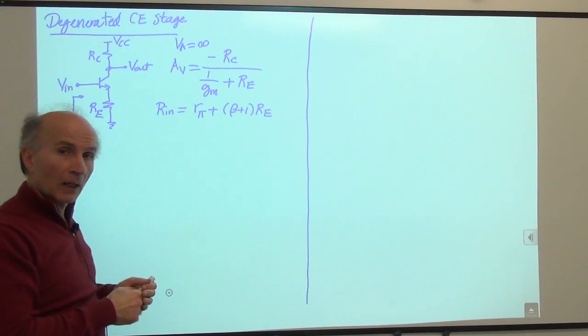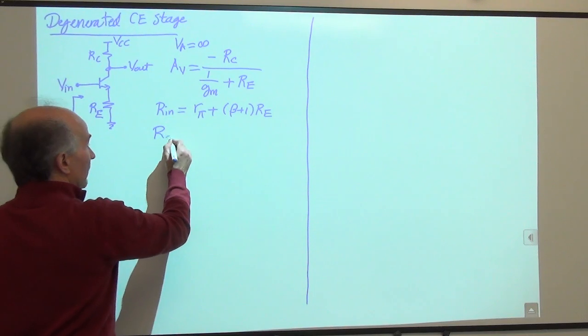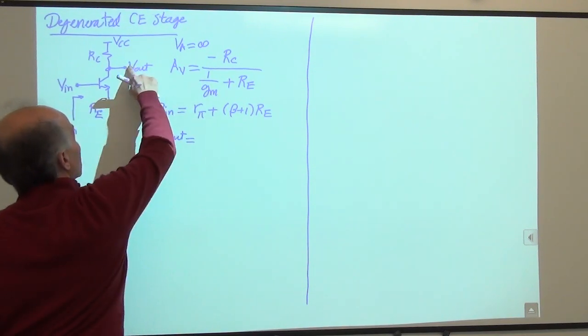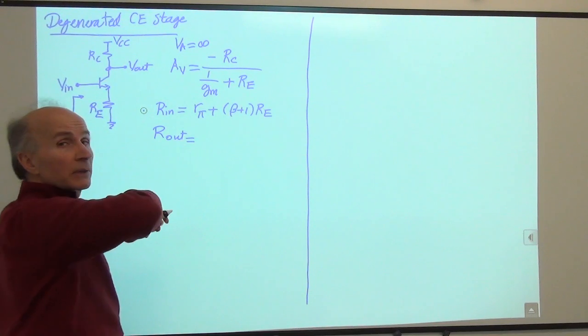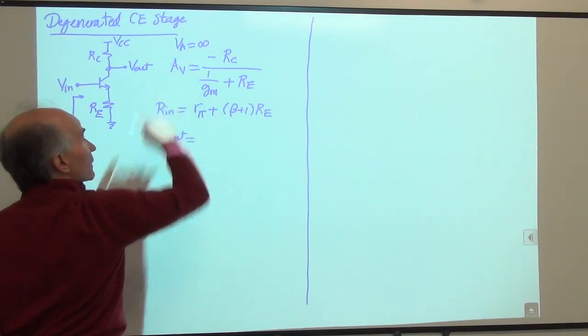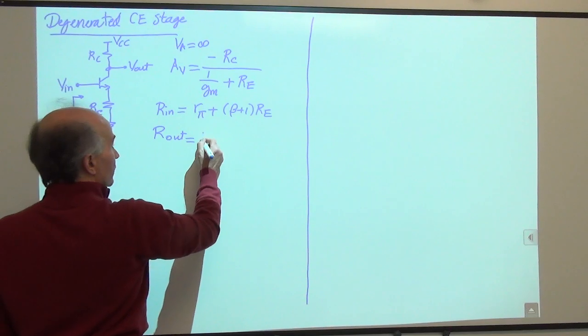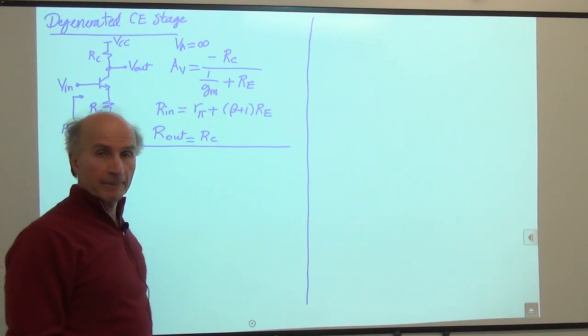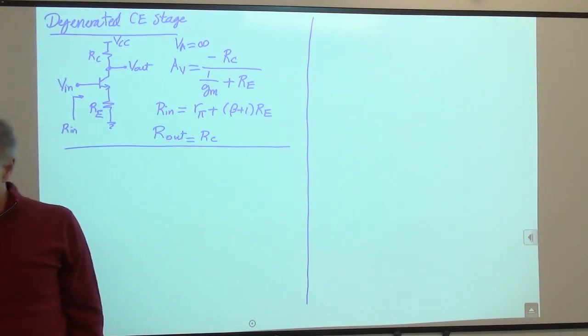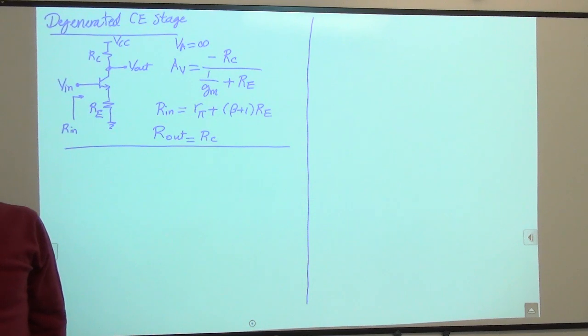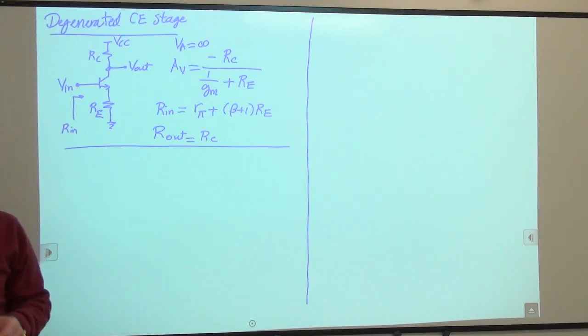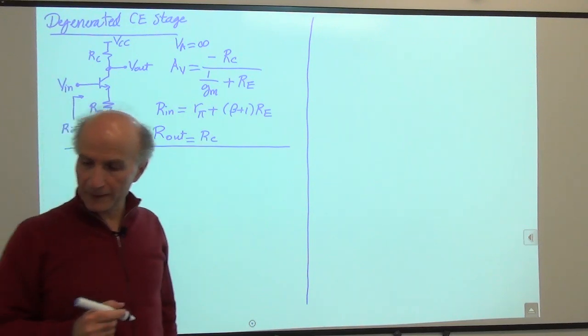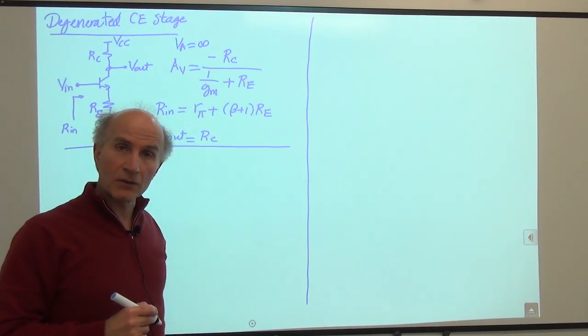All right, and finally Rout, the output resistance of the circuit. If we sit here and look, well, all we see is RC to AC ground. We don't see anything looking down because there's no RO. So Rout is just RC. Okay? All right, this brings us to problem number 4. Okay, now I'll talk about problem number 4 after the common base stage. Let's move on to the common base stage.